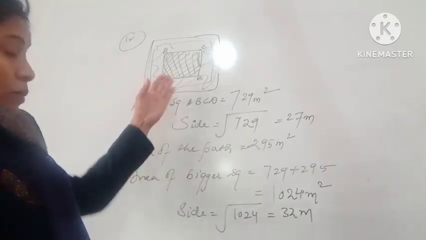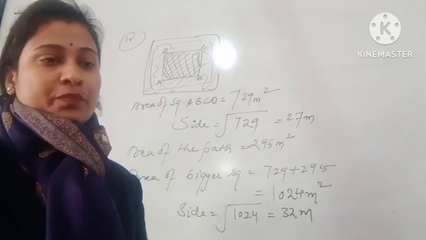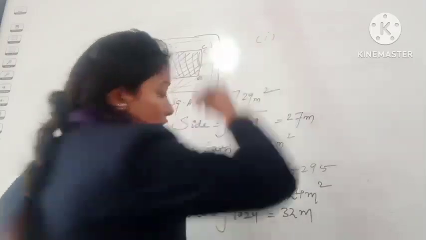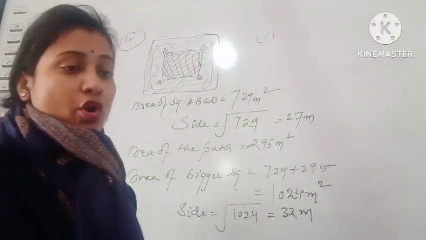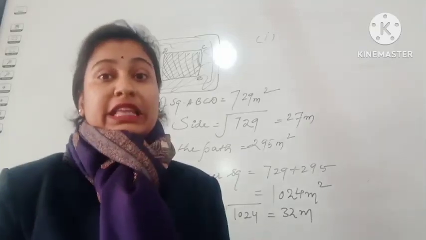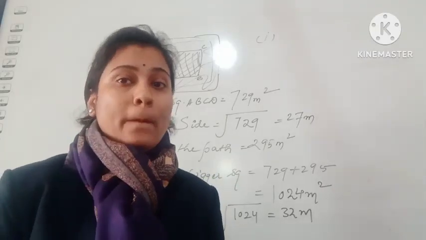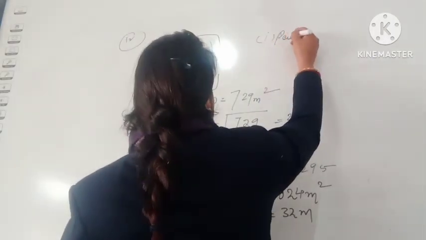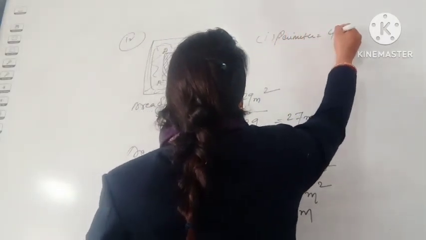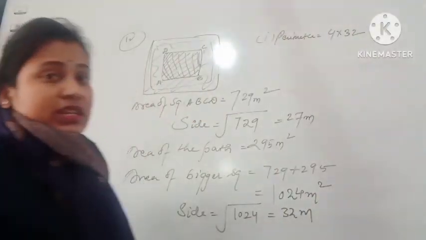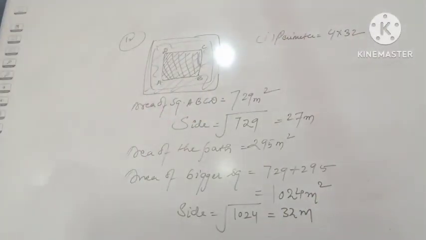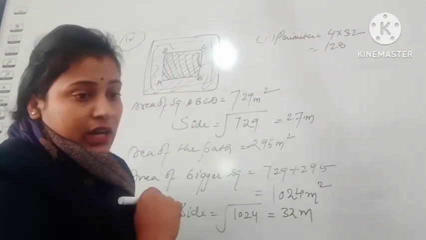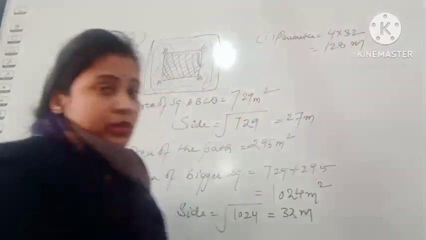Now what it is asking in first part is, you have to calculate the length of the boundary of the square field. The length of the boundary means what you have to do? Perimeter. So this is square, bigger field it is asking. So what will be the perimeter of the square? Obviously 4 into side. And the side of the bigger one is 32. So this will come out to be 128 meter. Alright, this comes out to be 128 meter.